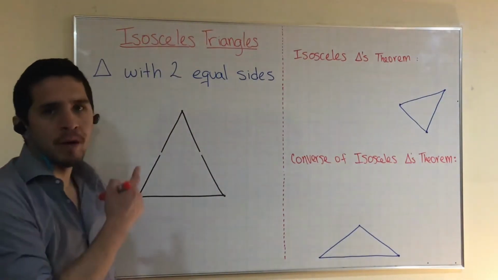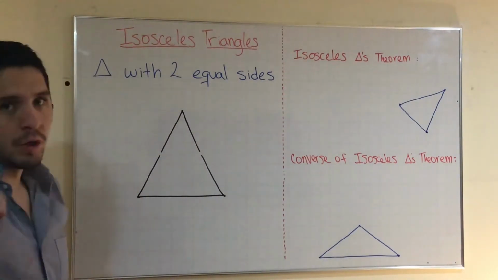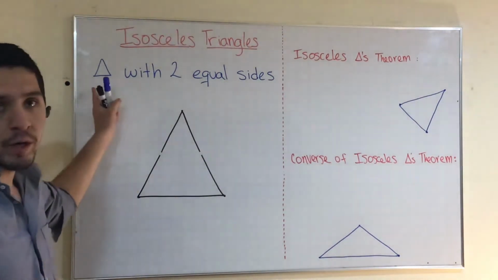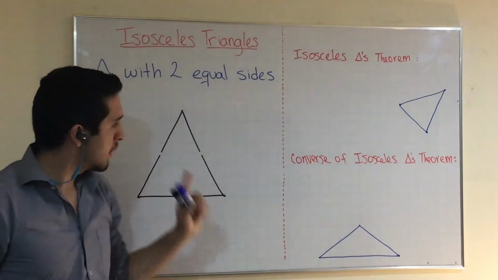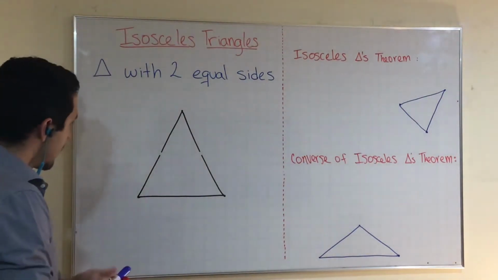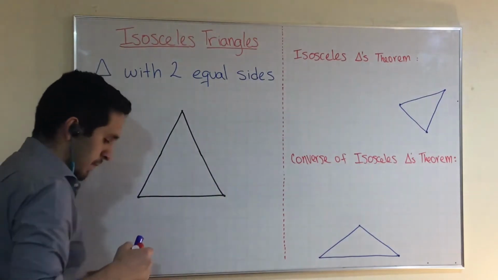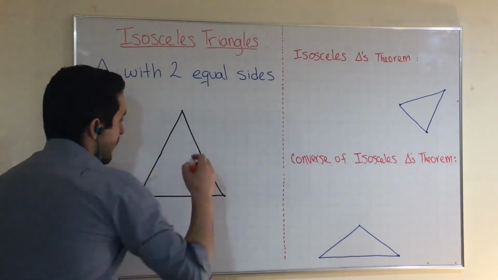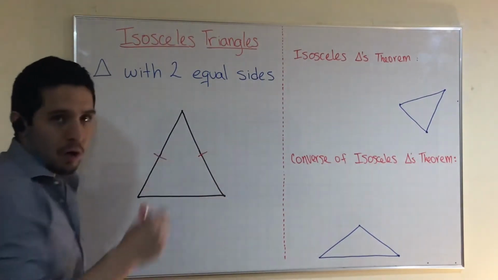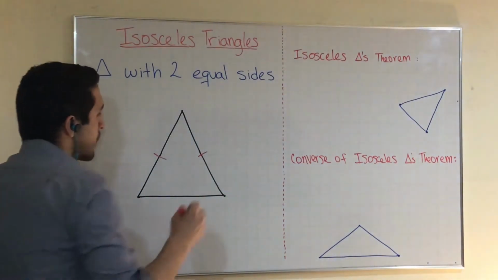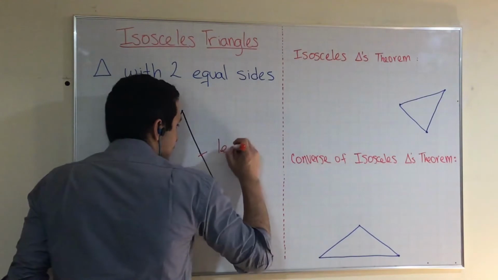Today we're going to talk about isosceles triangles. You already know this. Isosceles triangles are triangles that have two equal sides. Here is an example of an isosceles triangle. This triangle has these two sides congruent. The congruent sides of an isosceles triangle are going to be called legs.